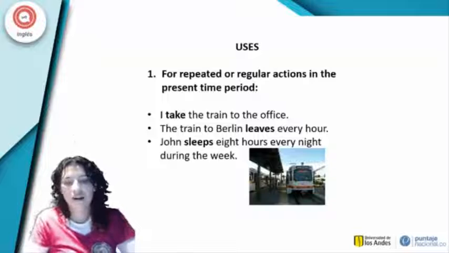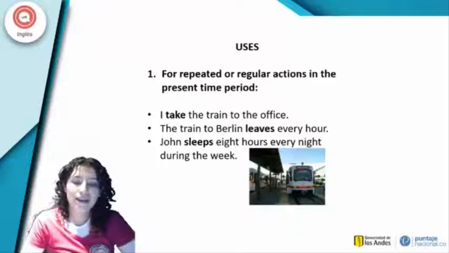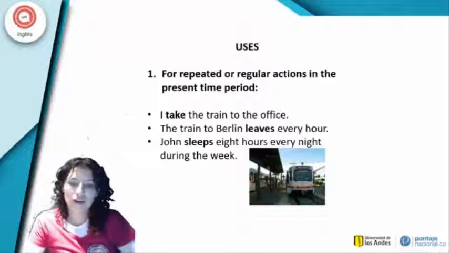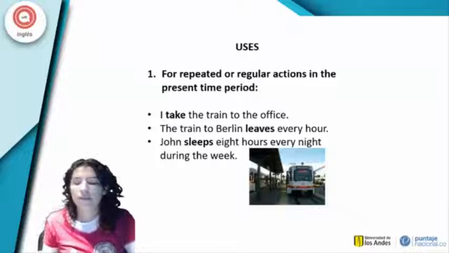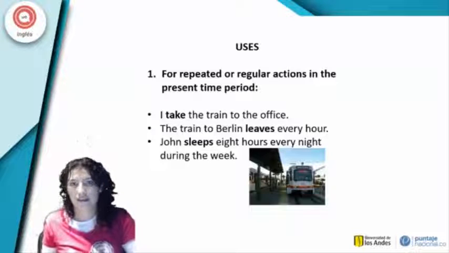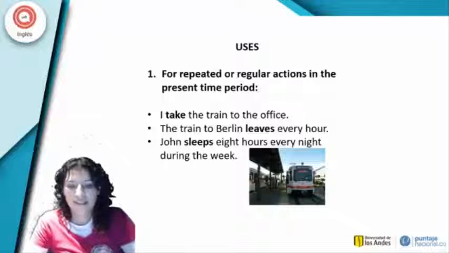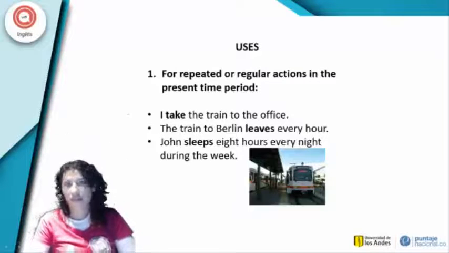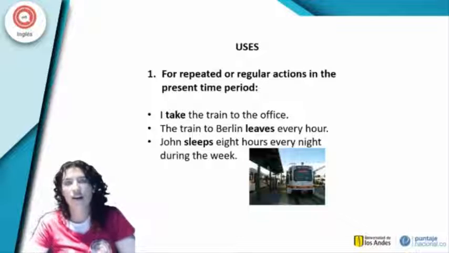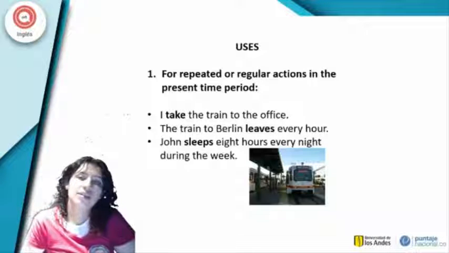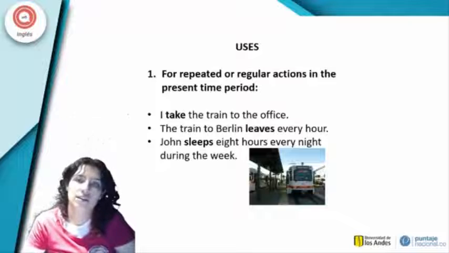Okay? So first use, for repeated or regular actions in the present time period. So for example, regular actions, something that you do every day. Something that happens every day. For example, I take the train to the office. That is a fact, that you take the train to the office every day. It's a regular action. Or you take the school bus to go to school every day.